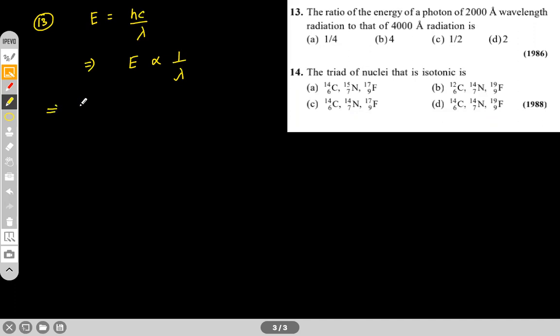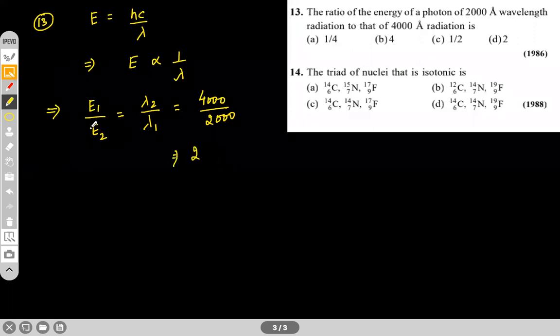So what we can write: E1 by E2 is equal to lambda 2 by lambda 1. So this is equal to lambda 2 is 4000 and lambda 1 is 2000. So we have this equation, and when you solve this, you'll get 2. So the ratio E1 by E2 is 2:1. The answer is option D.